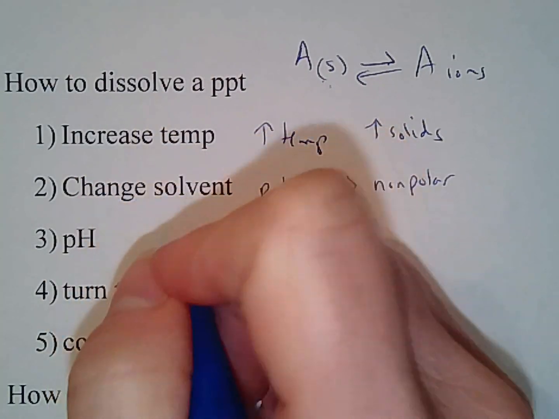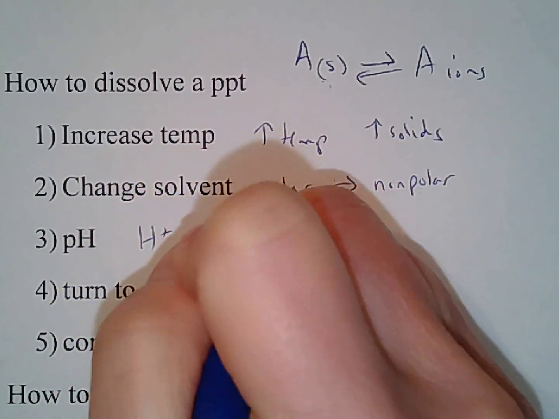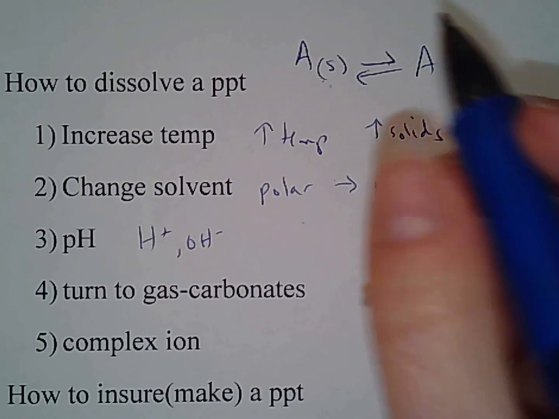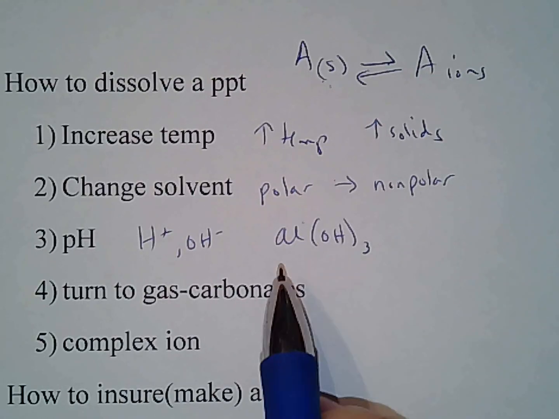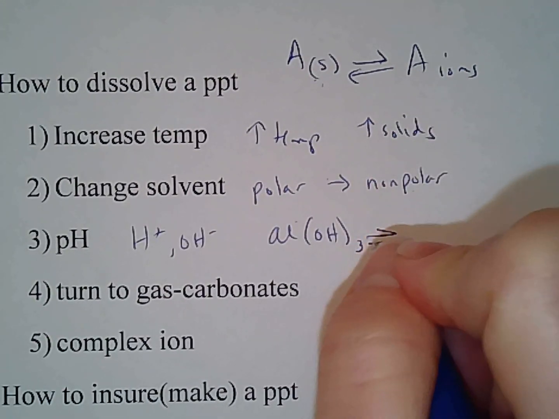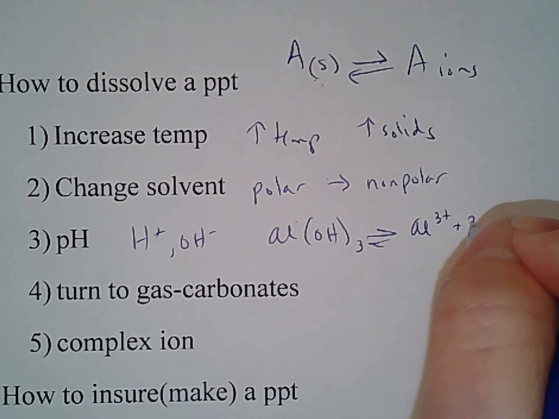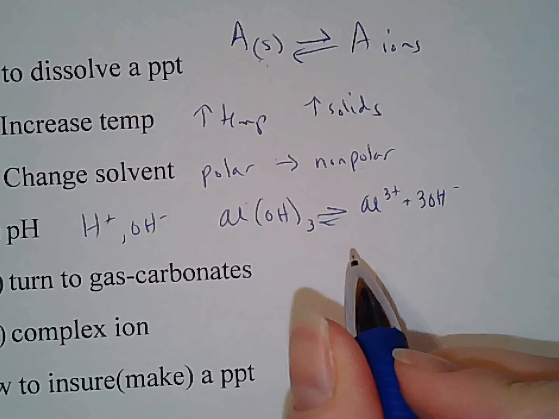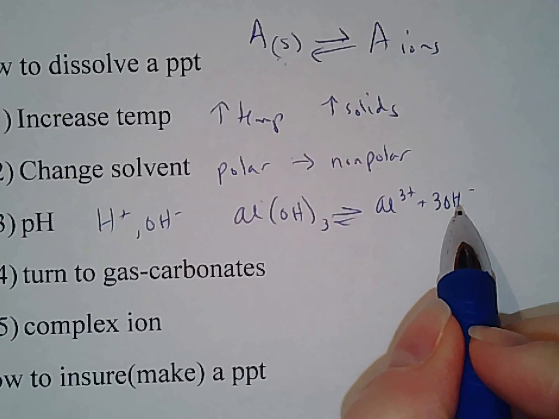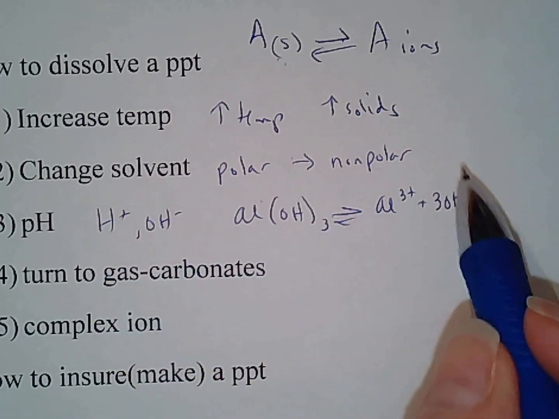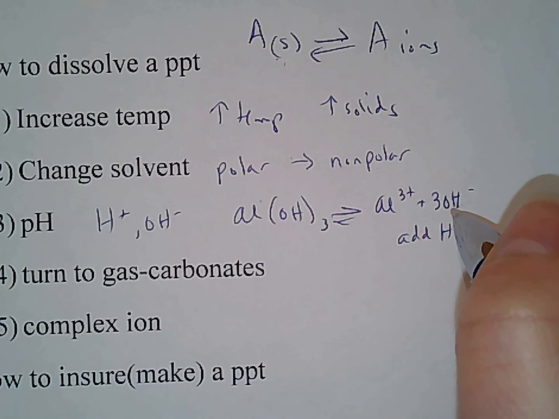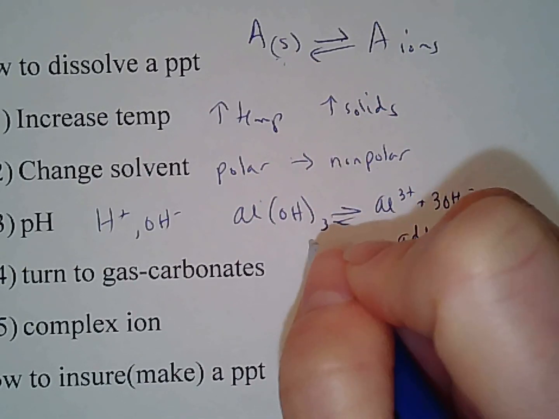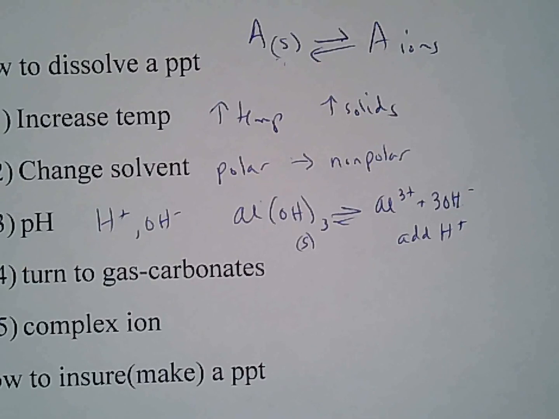pH, I mentioned this before. So adding H plus or OH minus to a solution. So something like the precipitate we just looked at, aluminum hydroxide. As that dissolves, it breaks up into aluminum and hydroxide. So if I have the hydroxide over here on the right-hand side, if I add H plus to that, it's going to remove that OH and push this equilibrium to the right. So you will get more of this solid to dissolve if I added more acid and changed the pH.